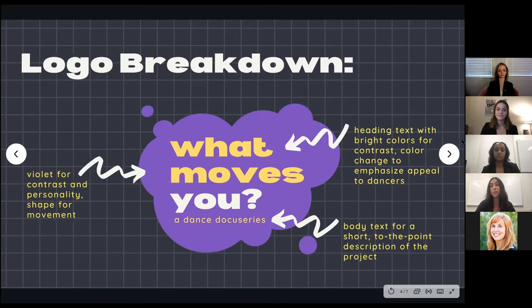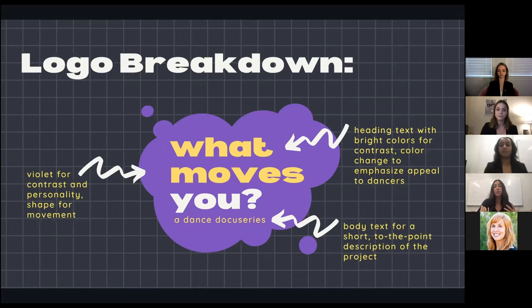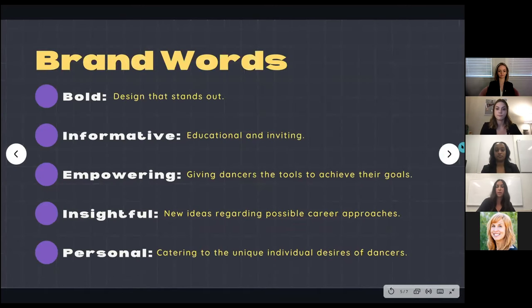Another huge part of this project was the branding and the design, and I got to design my own logo. Here you can read a little bit of the intention behind my design choices. You can see this branded throughout my presentation, and you'll be able to see it on my website as well. I wanted to keep it fun, but also very clean and crisp because, as you all know, my overall goal is to educate, so I didn't want anything too distracting. I chose five brand words to motivate my editing style and my overall design: bold, informative, empowering, insightful, and personal, because at the end of the day, this is a very personal project for me.